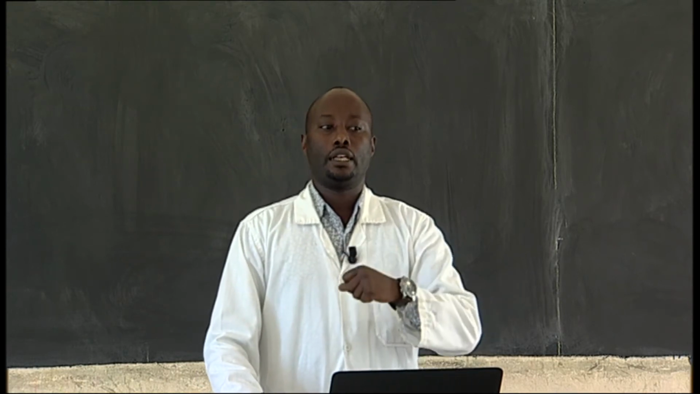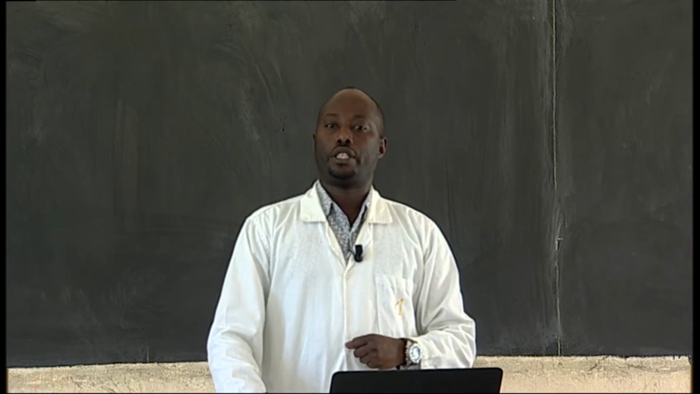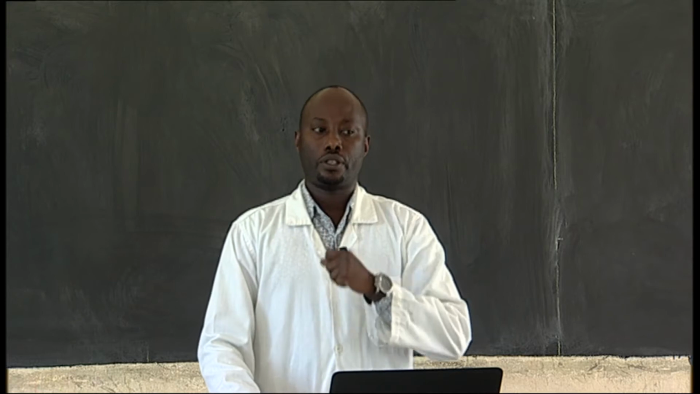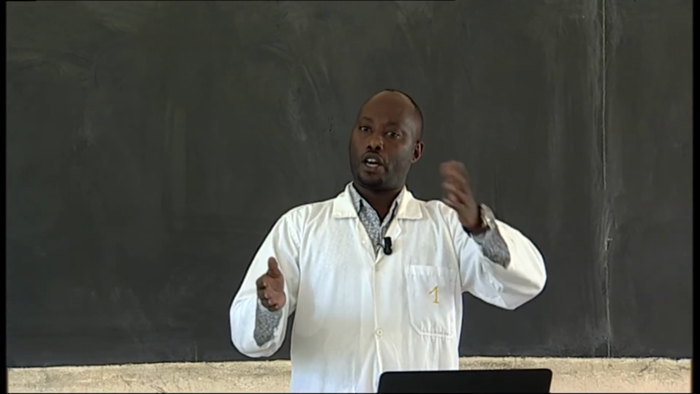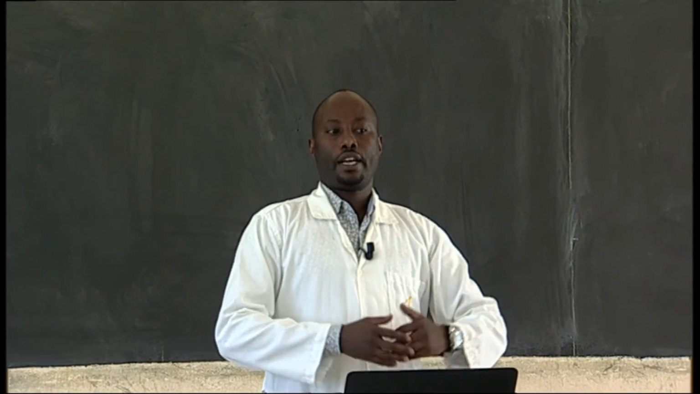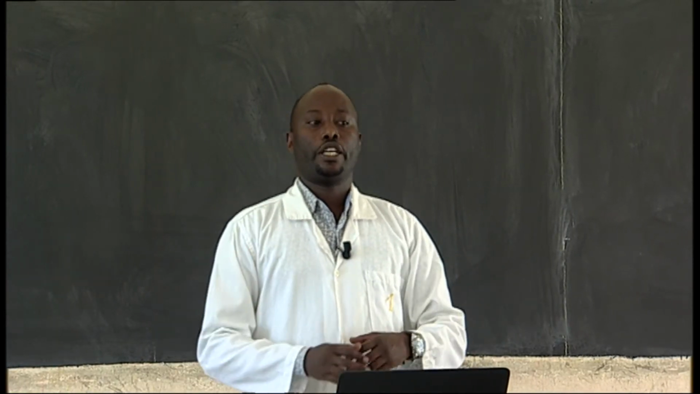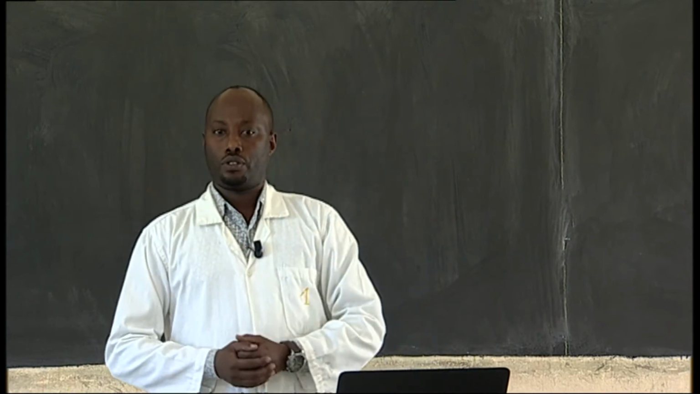So there are three major types of blood vessels, as I mentioned earlier: arteries, veins, and capillaries. We're going to have some illustrations and figures of those three types. One illustration shows how the capillaries and the veins differ in terms of structure and function. How do the capillaries also differ from the arteries in terms of their functions and even structure? The figure below illustrates the relationship between these three main types of vessels.